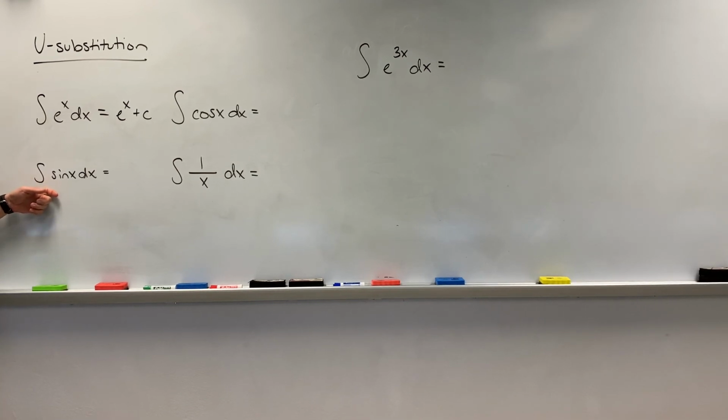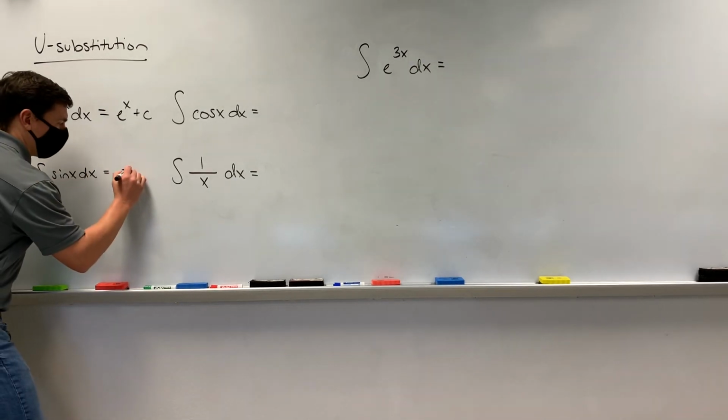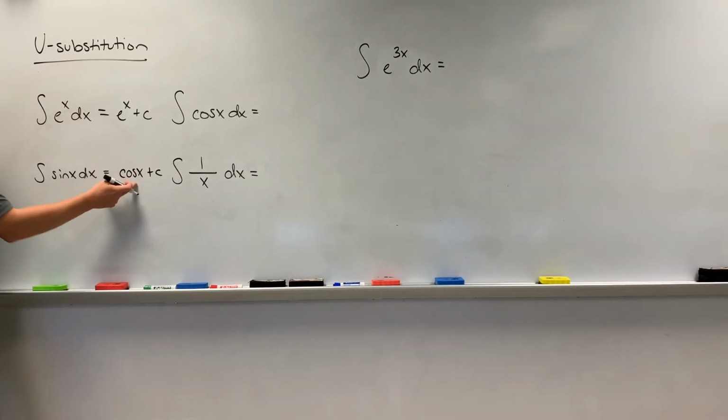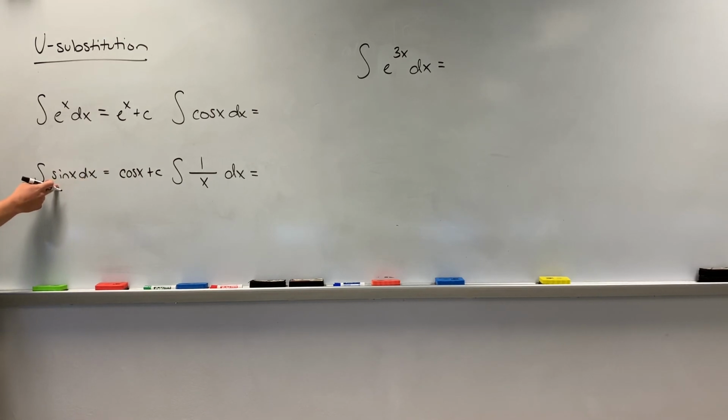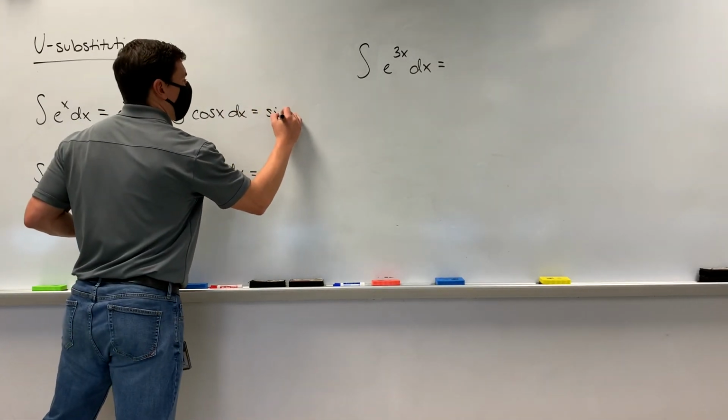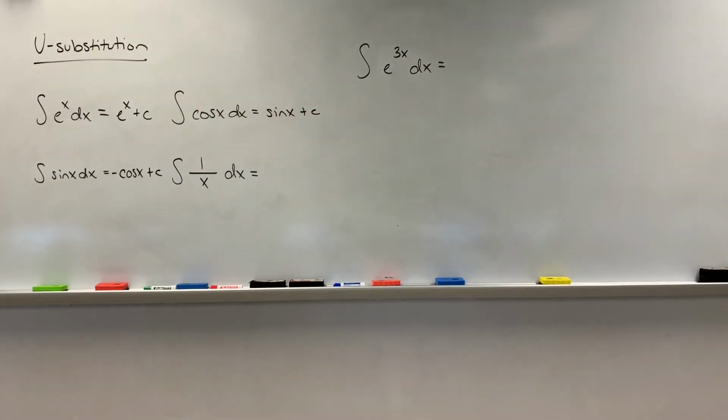Antiderivative of sine, well, think to yourself, what do I take the derivative of to get sine? I feel like it's cosine x plus c, but the derivative of cosine is negative sine, so I'll have to go negative cosine x plus c. The antiderivative of cosine x, well, the derivative of what function would be cosine? That would be sine x plus c.